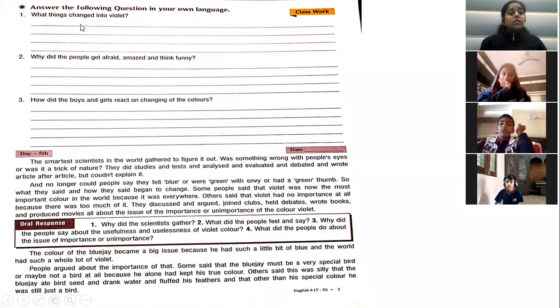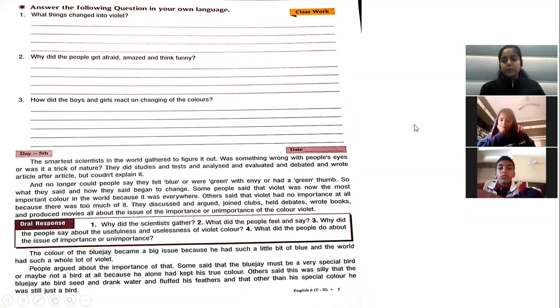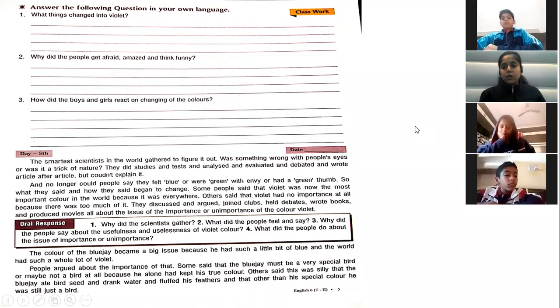Okay. So what things changed into violet? All the animals, birds, the big skyscrapers. What is a skyscraper? Who is going to tell me what a skyscraper is? Raise your hand. Priyansh Mehta, do you know the answer? What is a skyscraper? You have raised your hand. Do you know the answer? Yes or no?